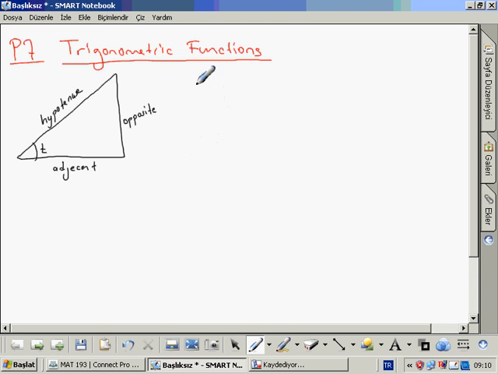Okay, and the cosine t equals the adjacent side over the hypotenuse, and the sine t equals the opposite side over the hypotenuse.